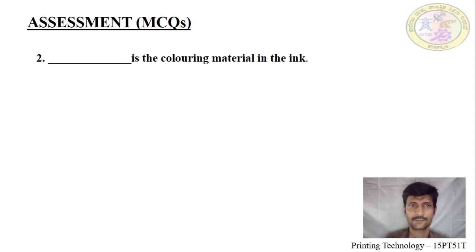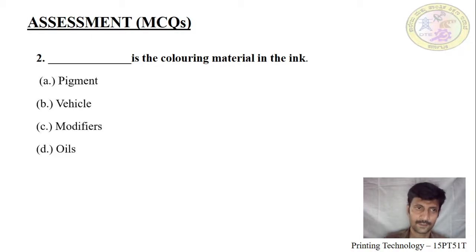Second question: dash is the coloring material in the ink. I will give the clue. There are three types of ingredients: one is pigment, second is vehicle, third is modifier. I will give the options also: pigment, vehicle, modifiers and oils.